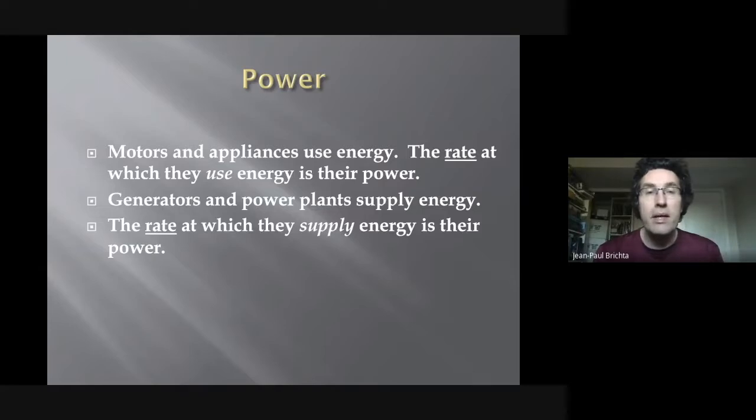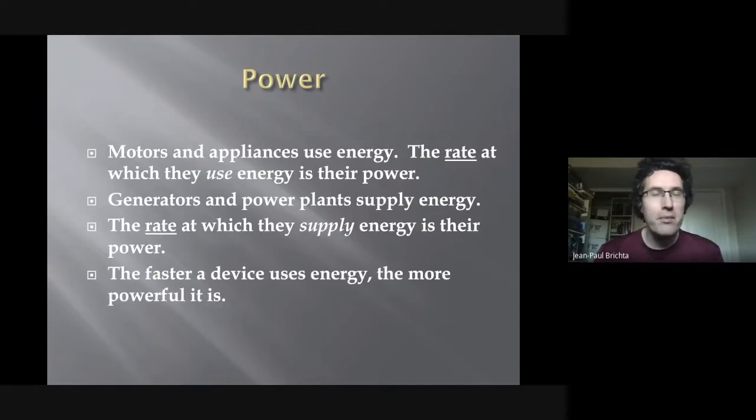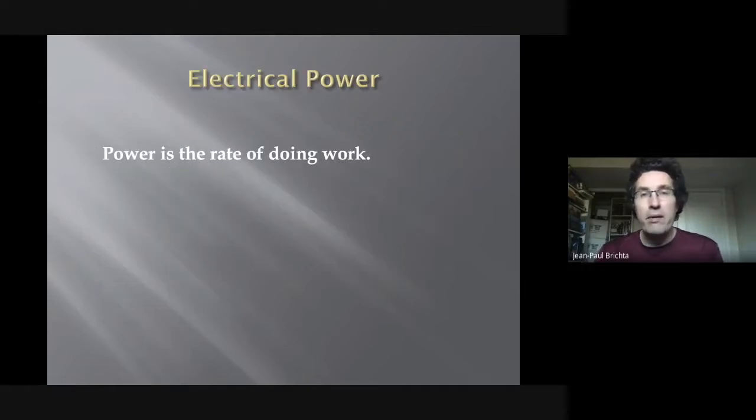So in the case of a generator or a power plant, the rate at which energy is supplied is the power. The more energy we use, or the faster we use the energy, the more powerful the appliance is. So power is the rate of using energy, or another way of saying it, power is the rate of doing work, right? That concept of work that came up in our third unit on energy in society. Work relates to a change in energy.